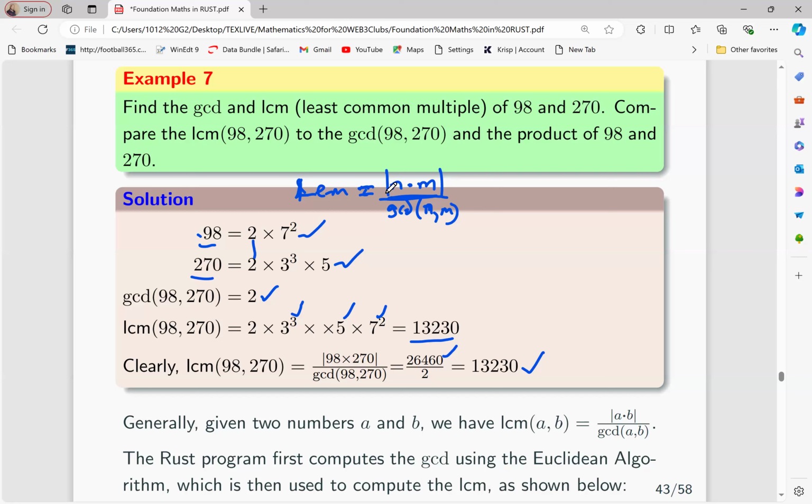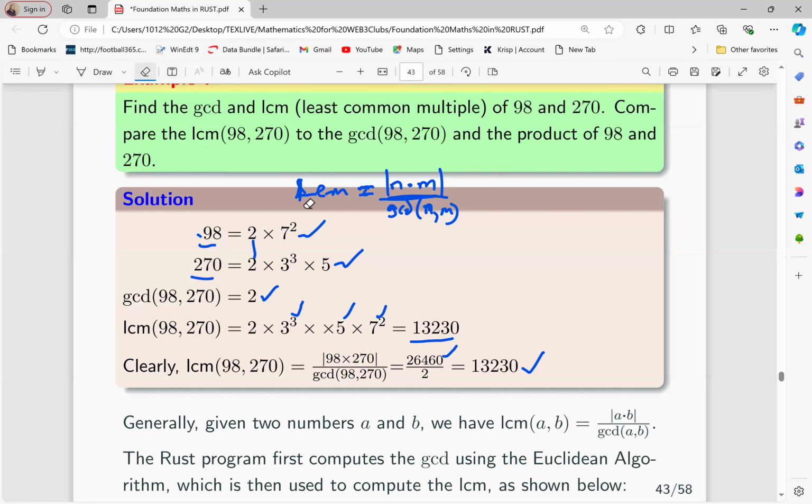So if you want to write the LCM, the code to give the LCM, then for you to write it, you must know this relationship. I don't think there's any other shortcut that you can write to find the LCM of 2 numbers. You must know that to get the LCM, you need the product of the 2 numbers, and then you need the GCD.